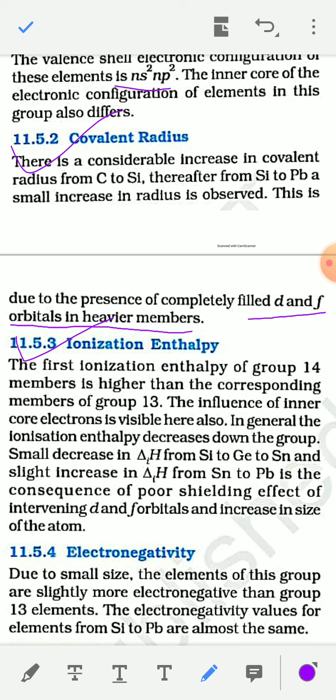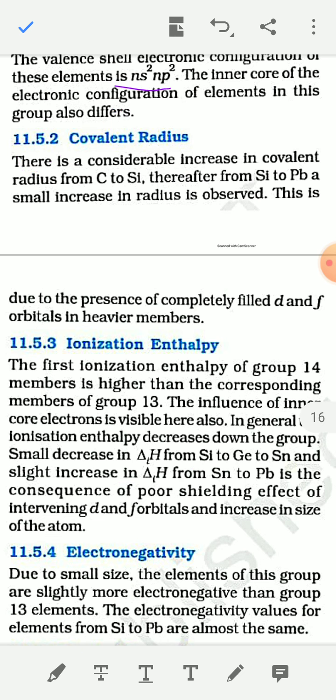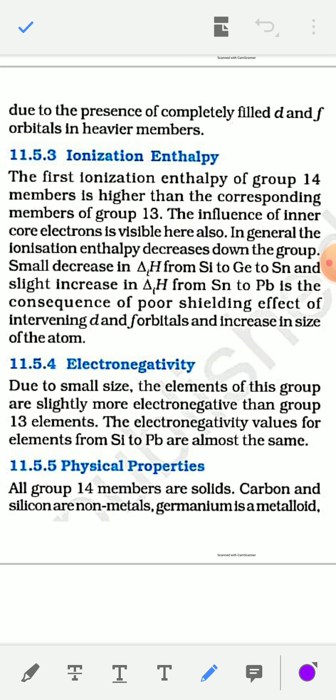There is a small decrease in ionization enthalpy from silicon to germanium to tin, and a slight increase in ionization enthalpy from tin to lead, and this is the consequence of poor shielding effect of intervening d and f orbitals and increase in size of the atom. This is the deviation in general trend. Okay, and you have to focus on these deviations. So for ionization enthalpy, you have to notice the deviation.